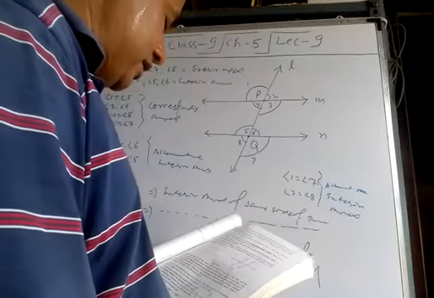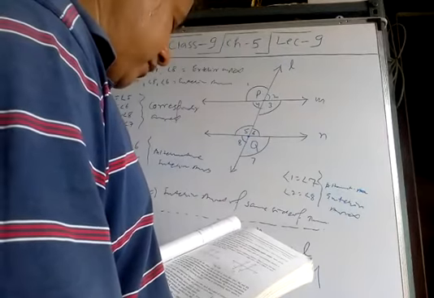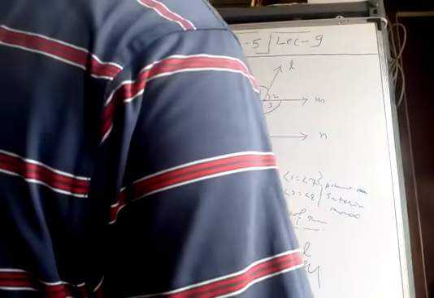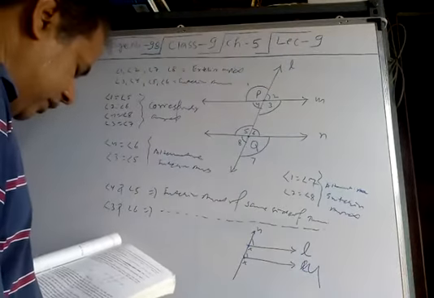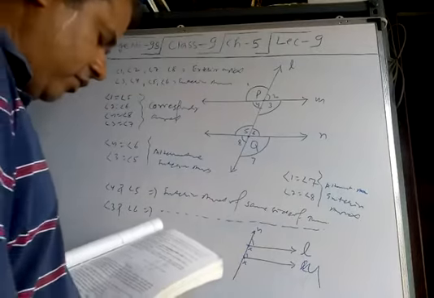Now let us discuss the converse of this axiom, which is as follows. If a transversal intersects two lines such that a pair of corresponding angles is equal, then the two lines are parallel. Does this statement hold true? It can be verified as follows.